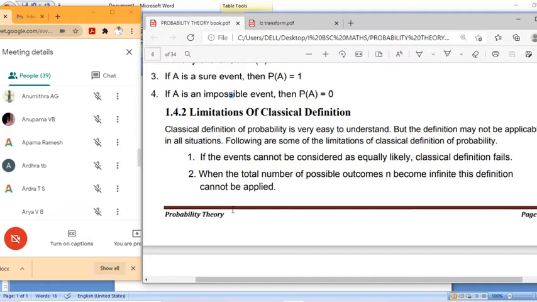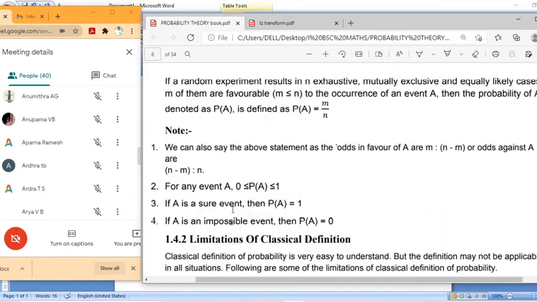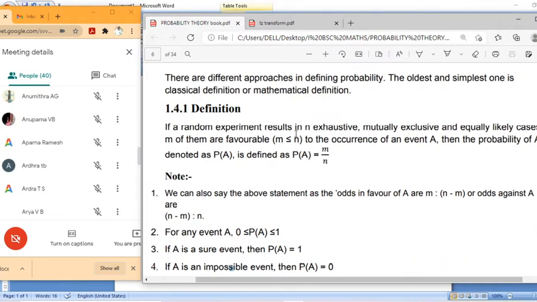That is a problem. We are studying 3 definitions. In this first definition, if n equal to infinity, m/n becomes 0 and that cannot always happen. So that is a limitation of the classical definition. And in the definition itself we are saying that the random experiment results in n exhaustive, mutually exclusive and equally likely cases.